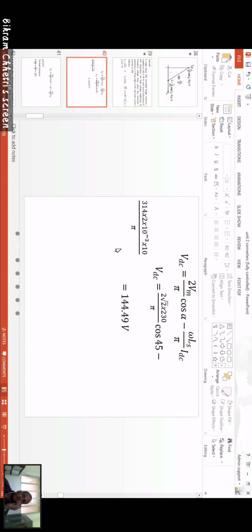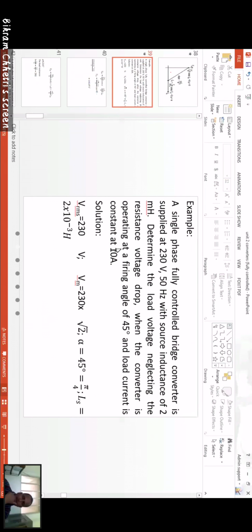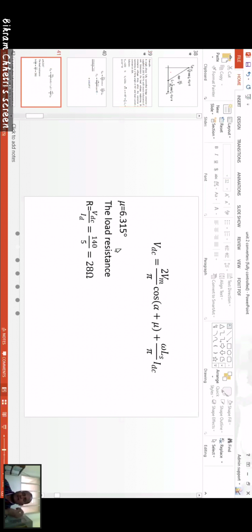We can just use the formula VDC equals 2Vm by pi cos alpha minus omega Ls by pi IDC. So you can find out VDC if you remember the formula. In this case, mu equals 6.31, the overlap angle. Then the load resistance will be VDC by IDC. You can find out the load R also.